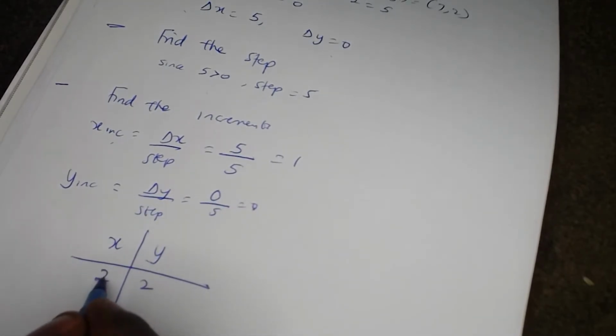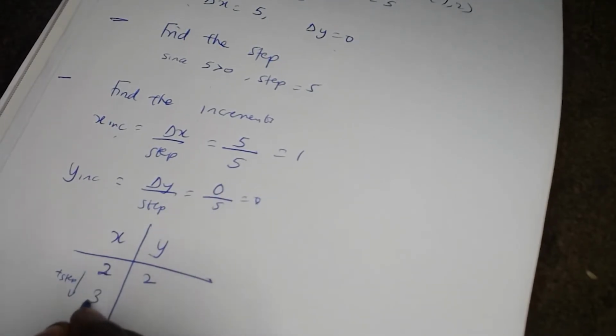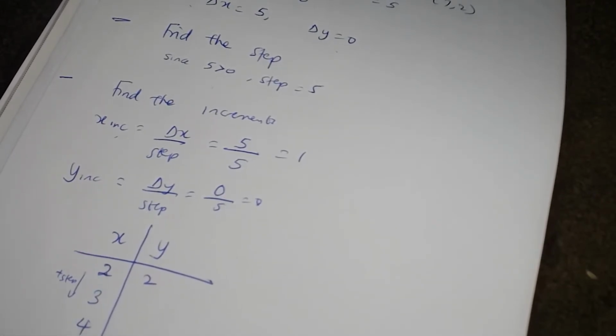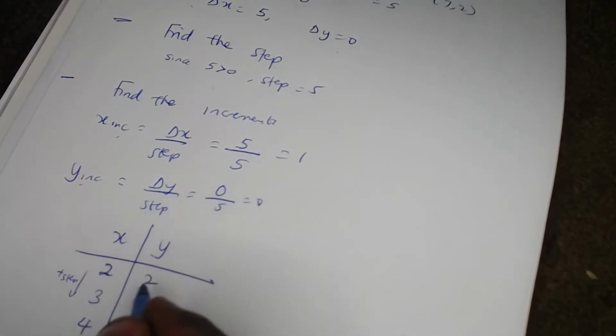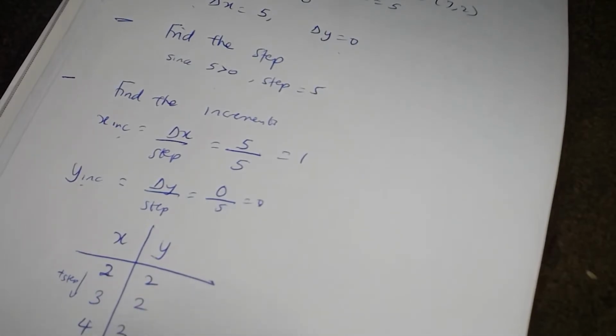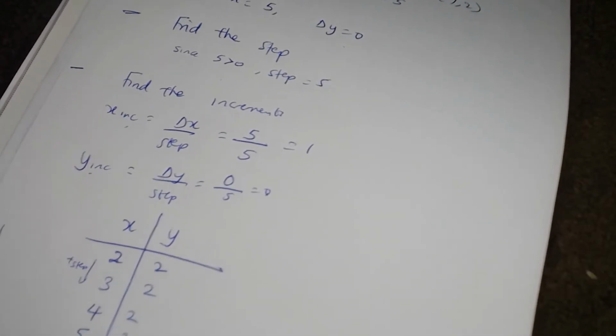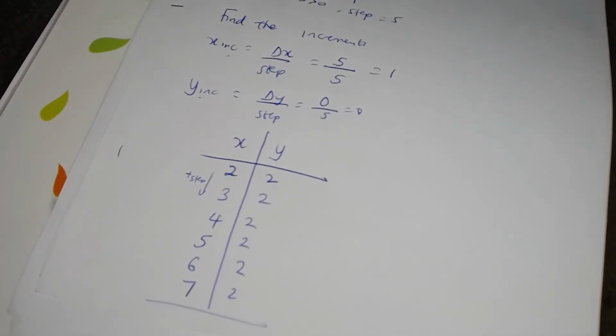So the first value of x is 2. The next one is going to be 2 plus 1, which is 3. 3 plus 1 is 4. 4 plus 1 is 5. 5 plus 1 is 6. 6 plus 1 is 7. This is the final value. And because there's a 0 y increment, the value of y stays the same: 2 plus 0 is 2, 2, 2. So this is the table. From this table, you can now plot your appropriate graph.